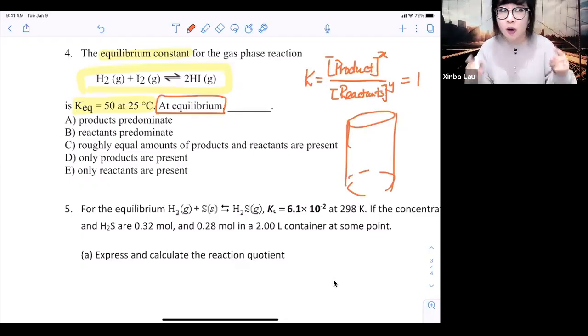Then you ask, what about Q? Does this question have anything to do with Q? You might remember there's a comparison with Q, but there's nothing to do with Q here. Q is the reaction quotient at any moment, but in this situation Q is just K, because we're at equilibrium. That's why I'm trying to emphasize this.